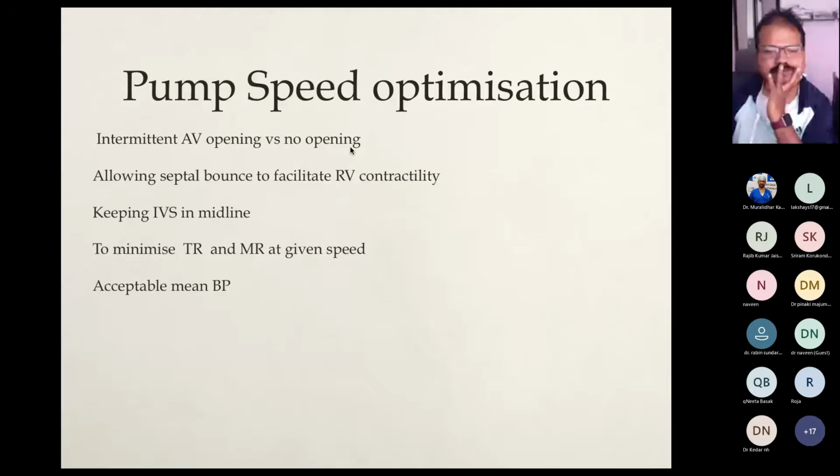And at the same time, we can also optimize the RPM and speed of the LVAD to minimize the TR or MR at a given speed. If we increase the RPM, that will reduce the MR, but if we increase the speed too much, then that will increase the TR again, and that's again a problem. And pump speed should be optimized for acceptable mean blood pressure. Anything about 50 to 80 is acceptable, but around 60 to 70 is a good blood pressure for these patients.